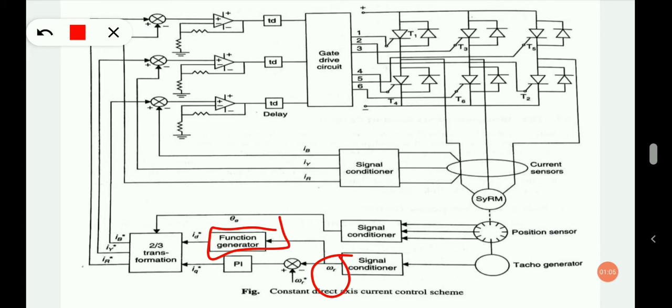The inverter currents are controlled by hysteresis band PWM, which is an instantaneous current control method. In this method, the real current follows the reference current within a specified hysteresis band. This type of inverter has fast transient response and is insensitive to ripples in the DC link voltage. So this is the first control scheme, that is, the constant direct axis current control scheme.